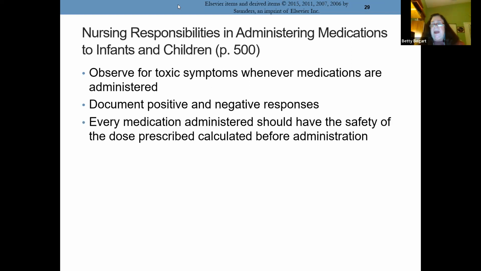Always, always be careful giving children medications. When I was concerned, I would always ask another nurse, even if it wasn't a high alert medication. I want to be safe administering medications, especially to the young ones.